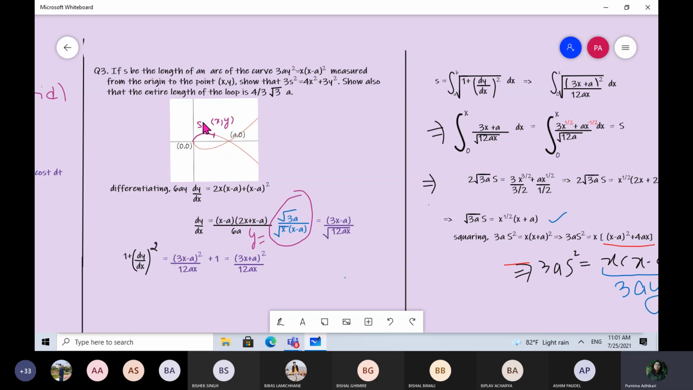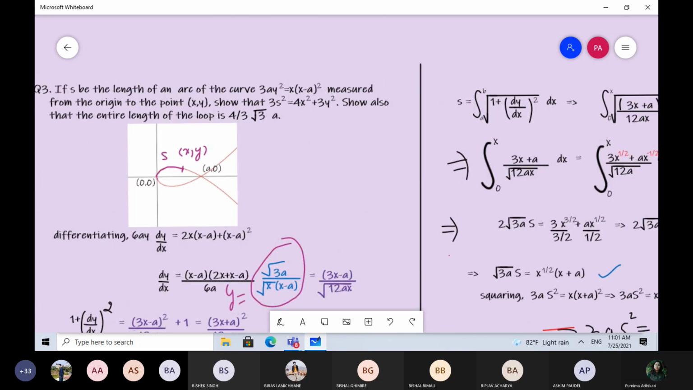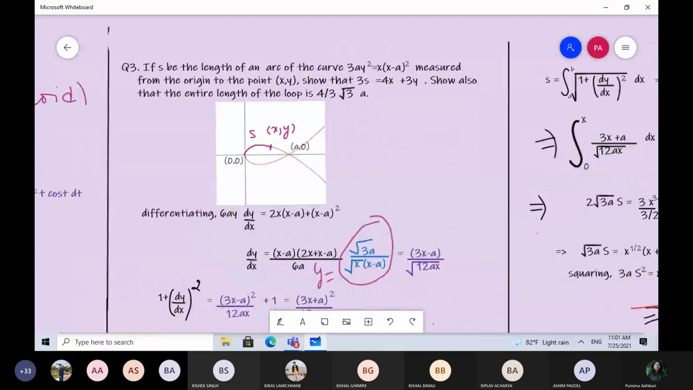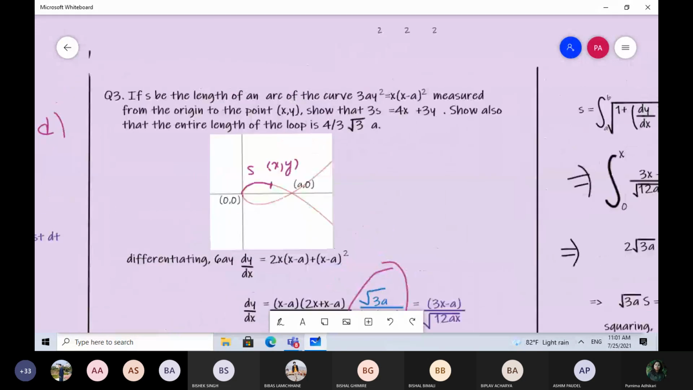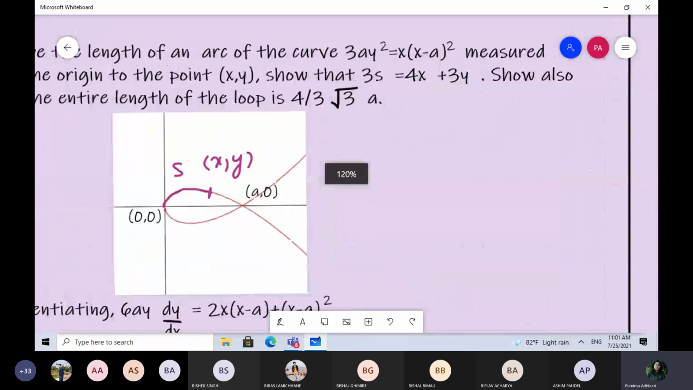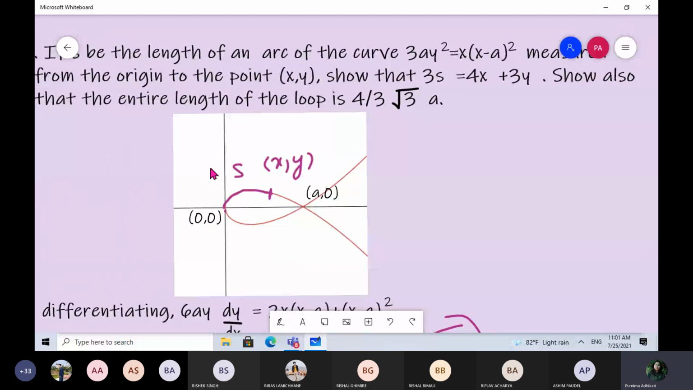Okay, so what does it say? If s is the length of this curve, s denotes the length of the curve from origin to any point x comma y. Kune euta point sammako length ho. Now you have to find out. No, you have to show.